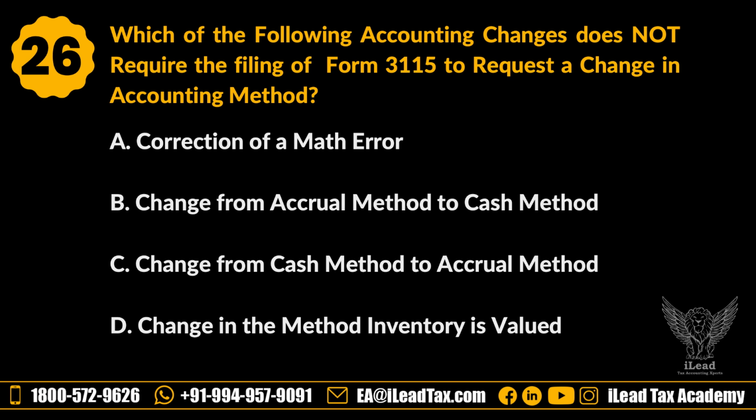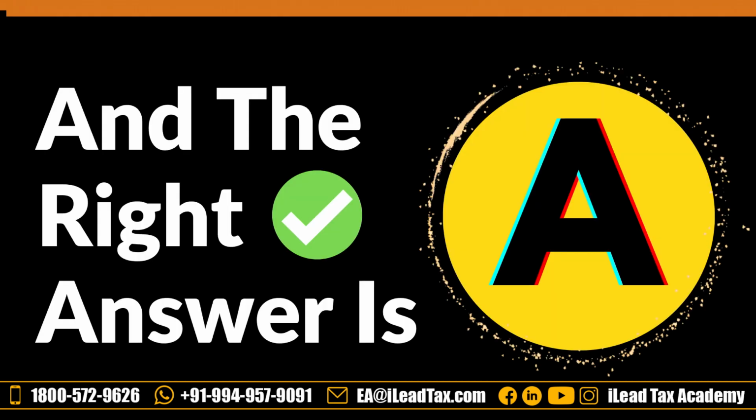Which of the following accounting changes does not require the filing of Form 3115 to request a change in accounting method? Option A, correction of a math error. Option B, change from accrual method to cash method. Option C, change from cash method to accrual method. D, change in method of inventory valuation. Let's see the answer. The answer is A.